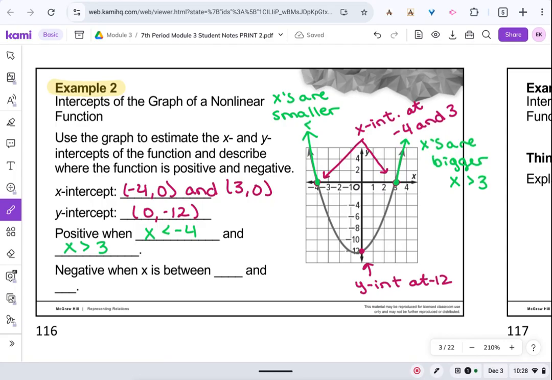Now, where they are negative, we've got that in-between spot because it's this curve. So it's in between those two x values of -4 and 3. And again, the fancy way I can write that is -4 and 3 with the x in between, and we use those two symbols there.